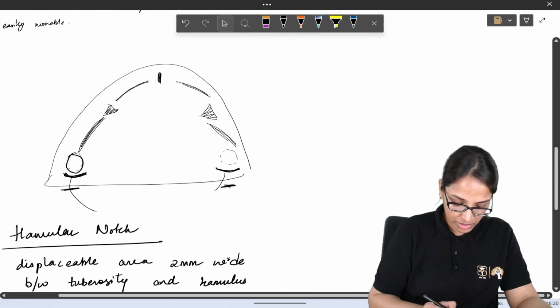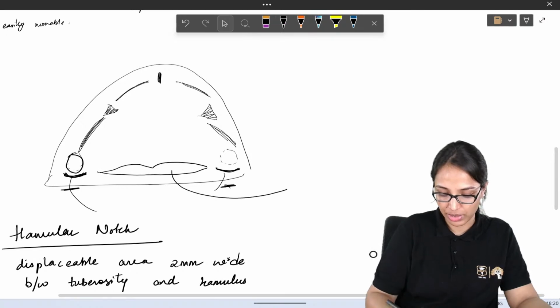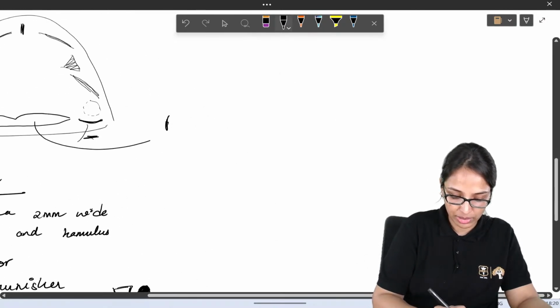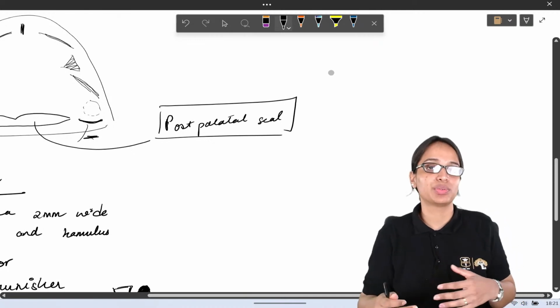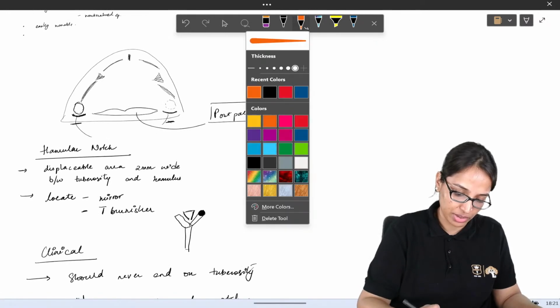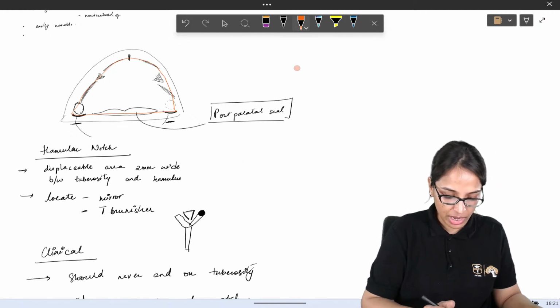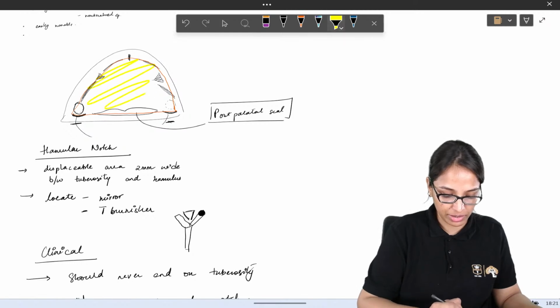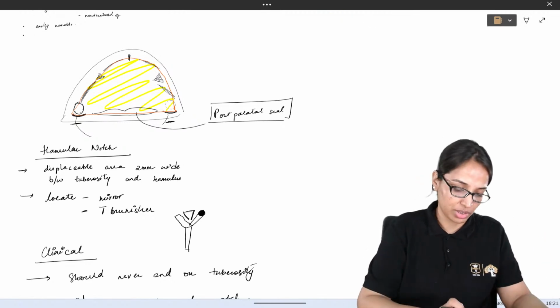Now, the region located in between is your cupid bow shape region, which is called your posterior palatal seal area. So, posterior palatal seal. This is a separate topic that I will be taking later in our session. But all in all, if you unite all of these structures and draw an outline, that will make the outermost limit of your denture. So the denture will be confined in this central portion only.